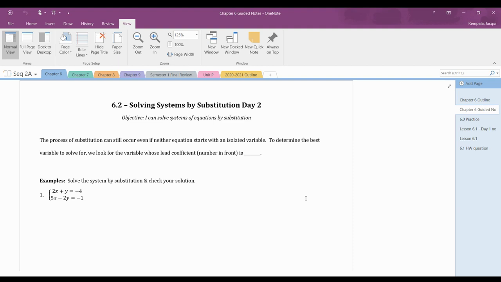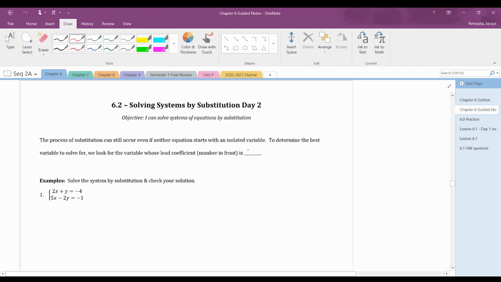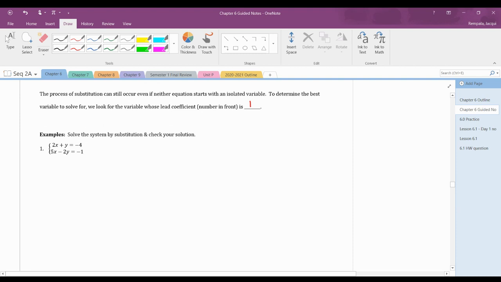Okay, so remember that was our first step when we were thinking about the substitution process. We want to look for a variable that is completely by itself. So if that's not the case, to determine the best variable to solve for to get that variable by itself, we're going to look for a variable whose lead coefficient in front is the number 1. All right, so we want a 1 in front of a variable. Basically, if it's a 1 in front, that means that you don't see any number in front of that letter. So let's look at several examples.